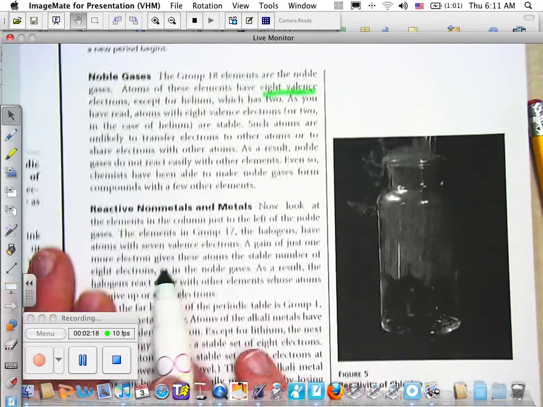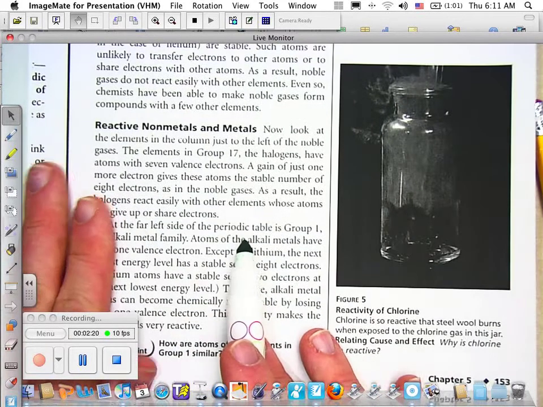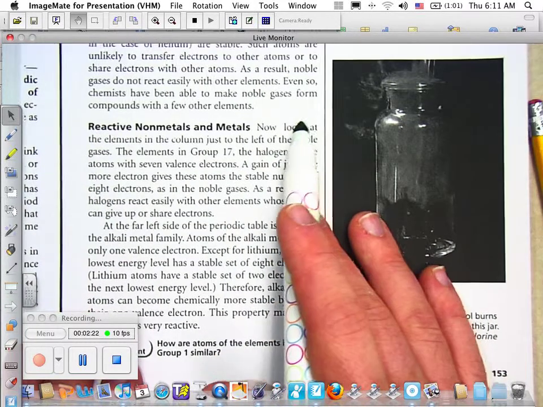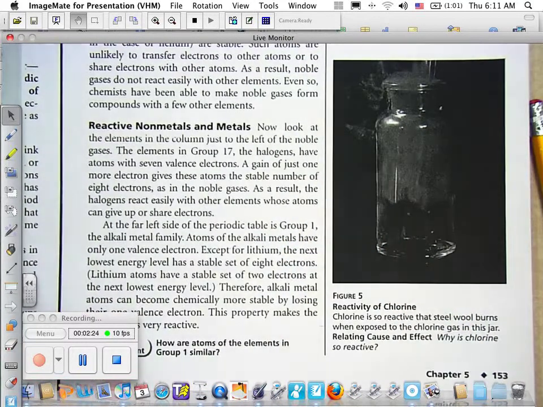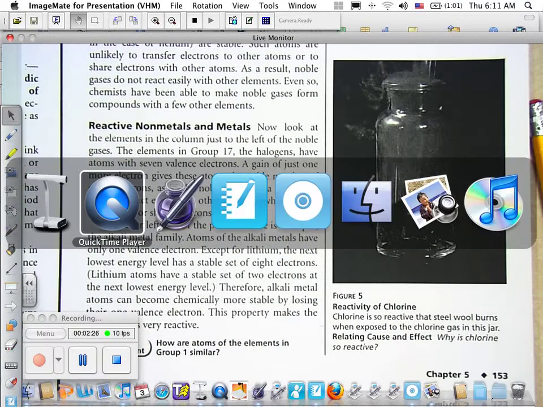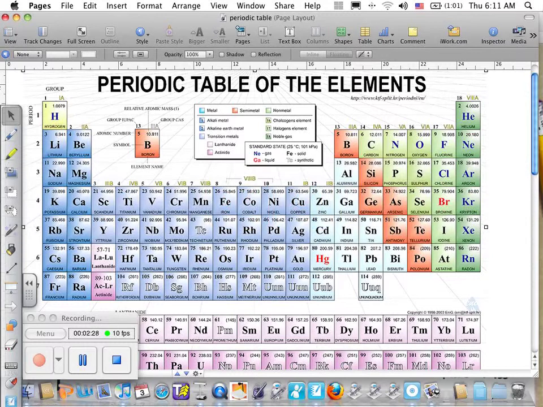Reactivity of nonmetals and metals. Reactive nonmetals and metals. Now, look at the elements in the column just left of the noble gases. Hey, let's check that out on our periodic table. Just left of the noble gases are right here. What were those? Those were called the halogens.